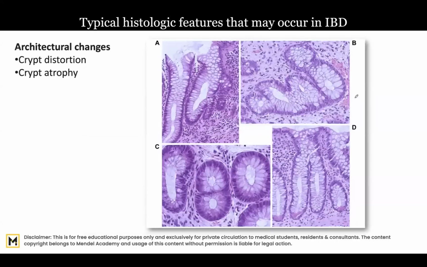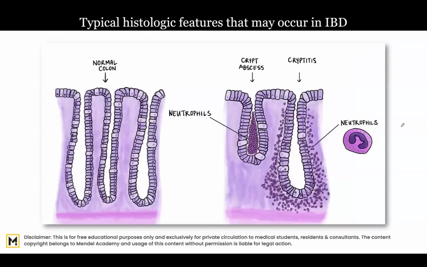So this is what I was telling you. These are the architectural changes of crypt distortion, crypt atrophy. So you can see here that there is a branching. You can see the branching here, right? You can see that the crypt has been shortened. Again, this is the second thing. This is crypt atrophy. This is crypt distortion. You can see that they are almost fused. It is definitely distorted. This is also fused. This is distorted. This is shortened. So this is feature number one. Architectural changes, crypt distortion, and crypt atrophy. Very, very important, especially in ulcerative colitis.